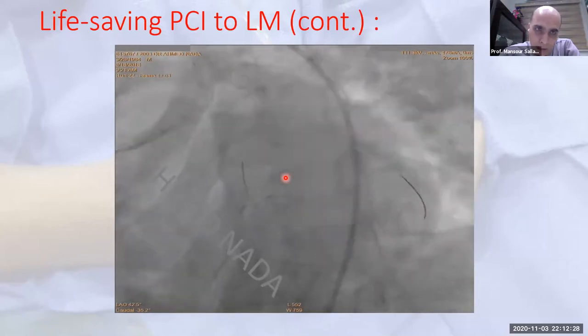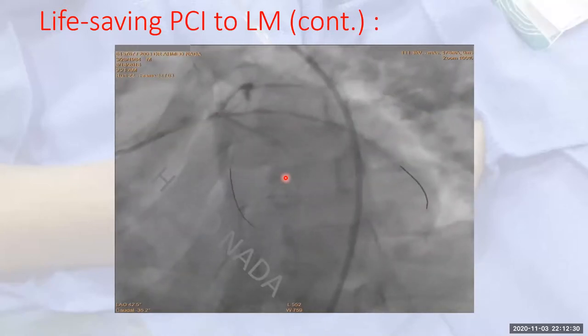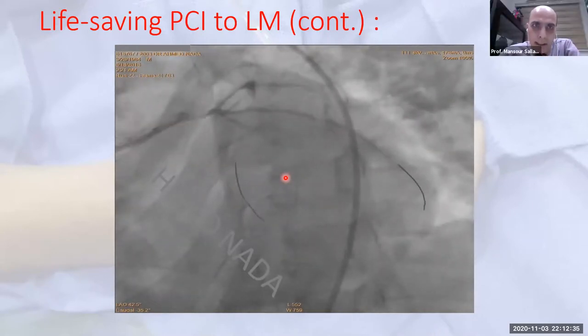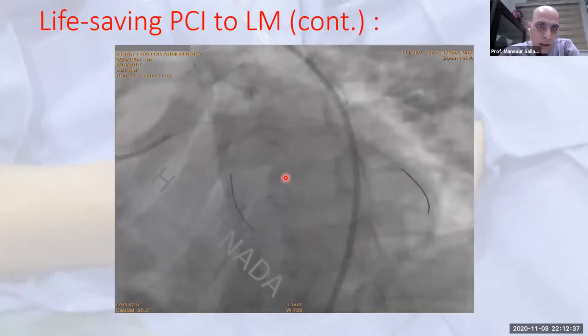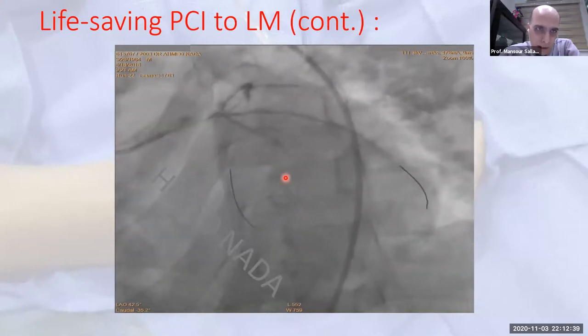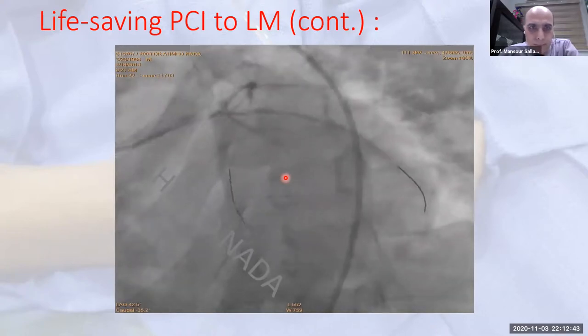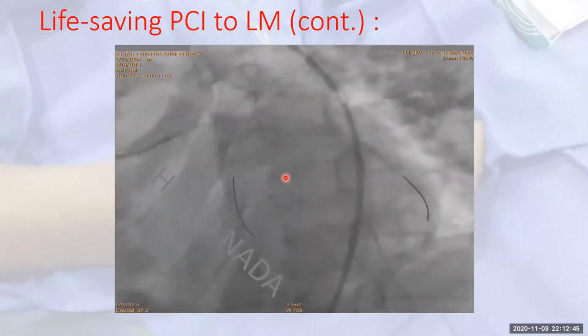Which large vessel do you see? This is a ramus intermedius that appears, but I would like to see also in a different view, the cranial view, just to see what is the LAD, what is the situation. Because first, definitely, I will stent from the left main to the LAD directly. Okay, another comment, Dr. Hatem.